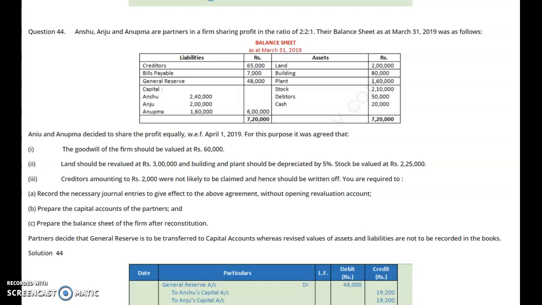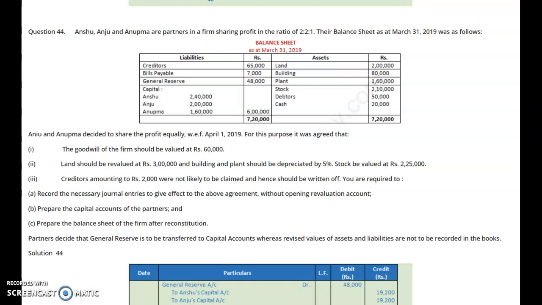Land should be revalued at rupees 3 lakh, and building and plant should be depreciated by 5%. Stock be valued at rupees 2 lakh 25,000. Creditors amounting to rupees 2,000 were not likely to be claimed and hence should be written off. You are required to record the necessary journal entries to give effect to the above agreement without opening a revaluation account.